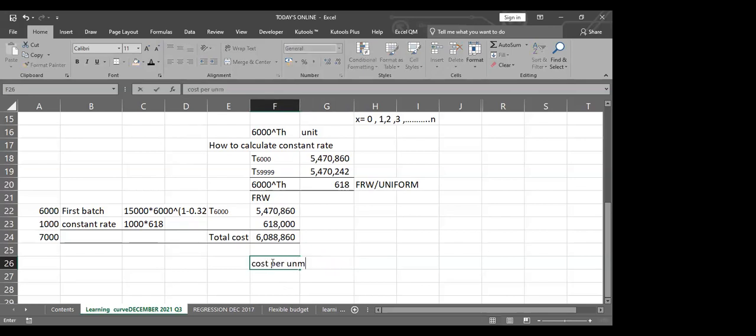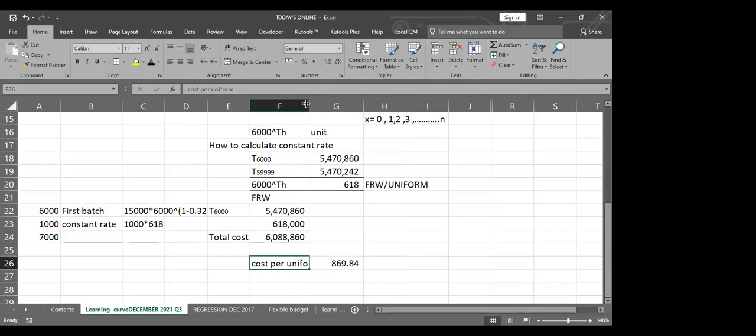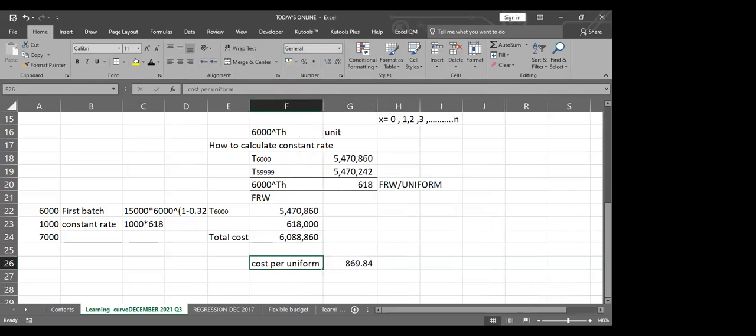Excuse me. Cost per uniform, yes. What's the difference between this new cost per uniform, 869, and the first one, the prediction of 15,000?